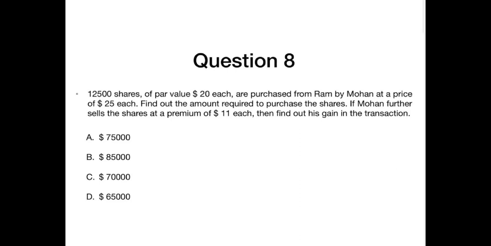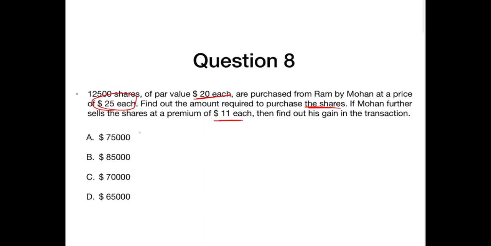The eighth model is about shares. It's a really good model. What exactly they ask is: 12,500 shares of par value $20 each were purchased by Mohan from Ram at a price of $25 each, so he got $5 extra. Find the amount required to purchase the shares if Mohan further sells the shares at a premium of $11 each.